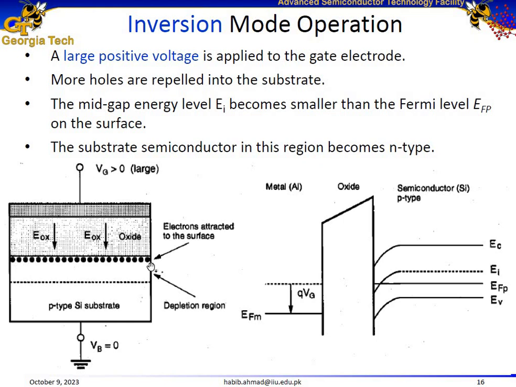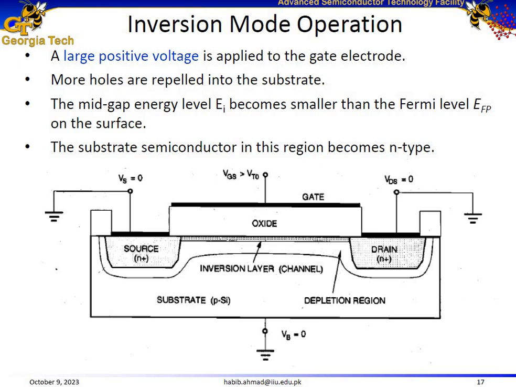We have the inversion layer, which actually forms the channel. This is actually a channel of electrons here at the surface. So it's called inversion mode because the Fermi energy level is now closer to the conduction band as compared to the valence band. So at the surface we have majority of electrons, but in the bulk region still the Fermi energy level is close to the valence band. So in the bulk region we have majority of holes.